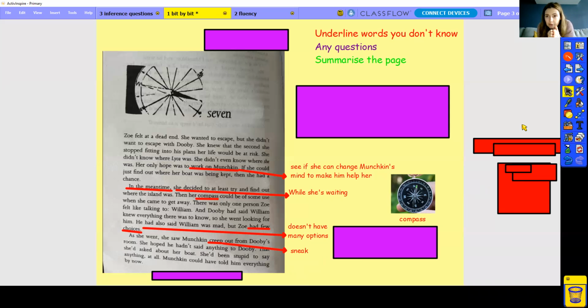She doesn't want to go with Doobie. There's no choice for her. She's got no options. She's got no sort of hope at the moment for what she wants to happen. And that's why she feels at a dead end. She feels like she can't get anywhere from here, that she can't make any progress with what she wants.